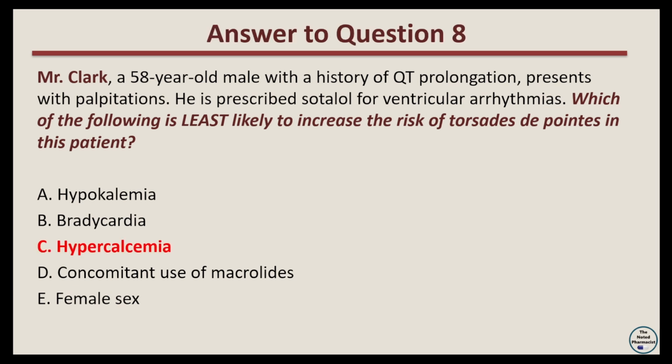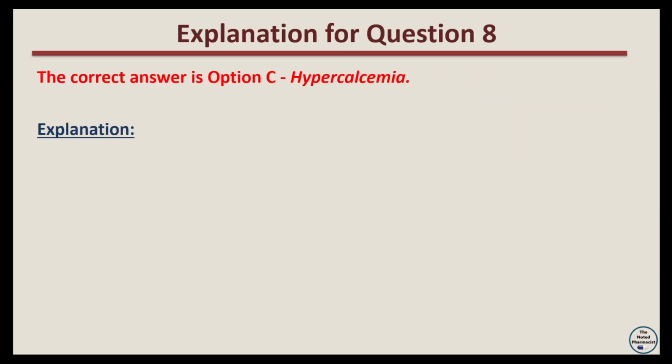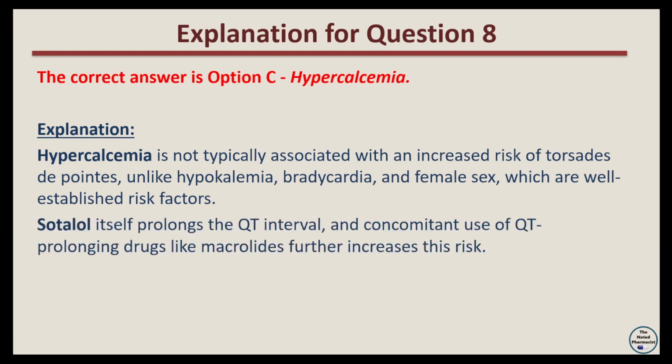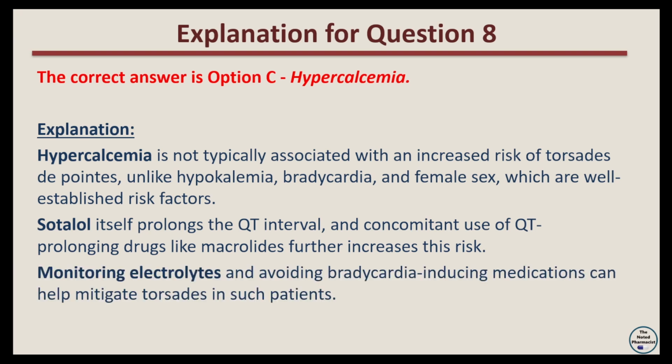The correct answer is option C, hypercalcemia. The explanation is that hypercalcemia is not typically associated with an increased risk of torsades de pointes, unlike hypokalemia, bradycardia, and female sex, which are well-established risk factors. Sotalol itself prolongs the QT interval, and concomitant use of QT prolonging drugs like macrolides further increases this risk. Monitoring electrolytes and avoiding bradycardia-inducing medications can help mitigate torsades in such patients.